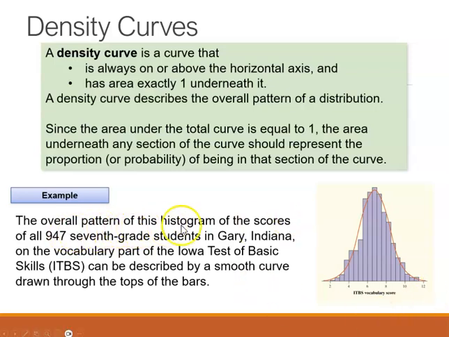Here's a histogram of the scores of some 7th graders for some part of a test. I can model that histogram with a smooth curve. If the area under that curve is 1, then we'd consider that a probability density curve.